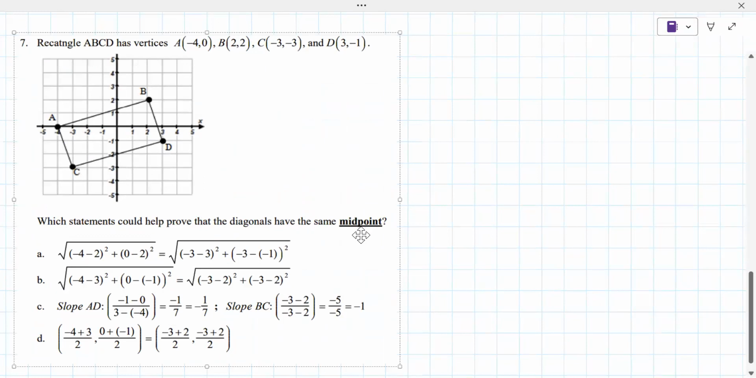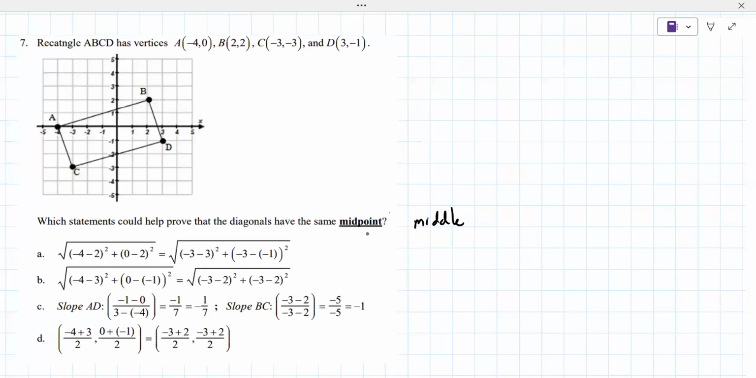Okay, so the midpoint means it's in the middle. It's obvious, right? You'd want to find the midpoint to do this. It seems like such an obvious thing. So this is distance formula. This is distance formula. This is slope. And this is midpoint formula. So therefore it must be D. And it is that simple. Yeah, that makes sense.